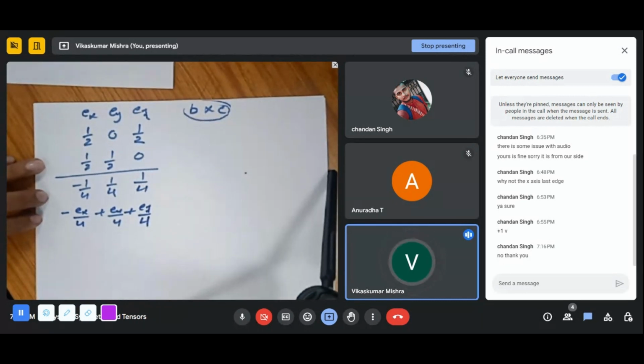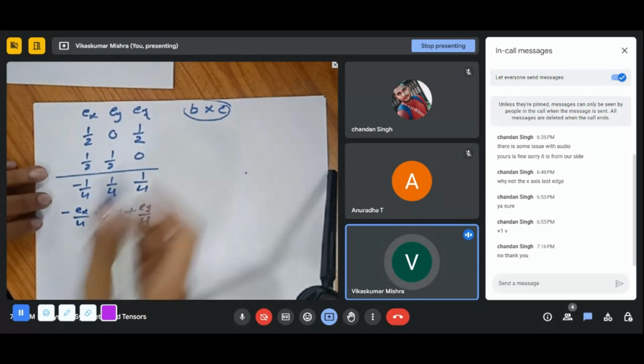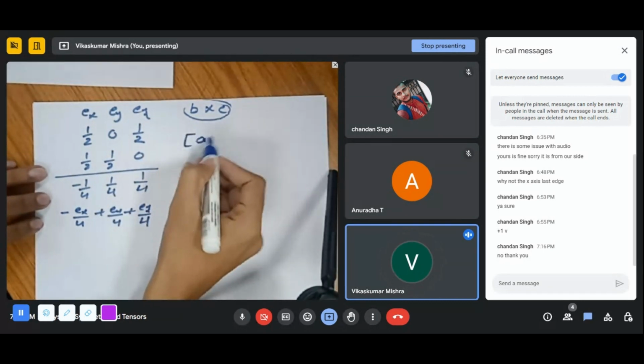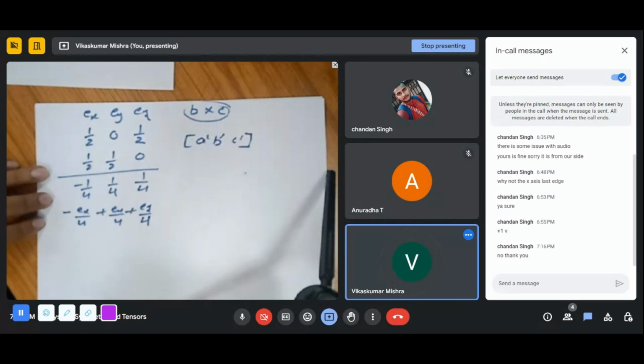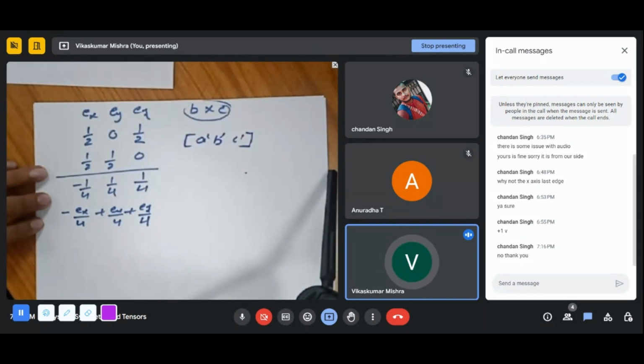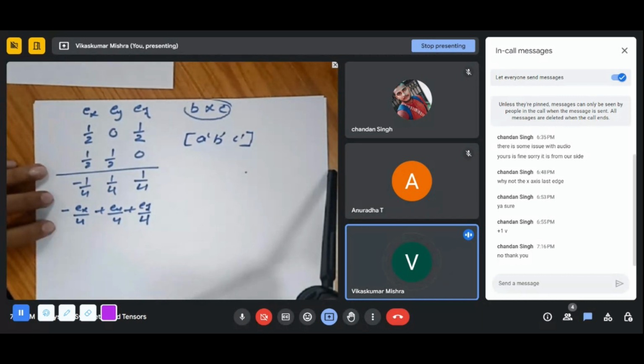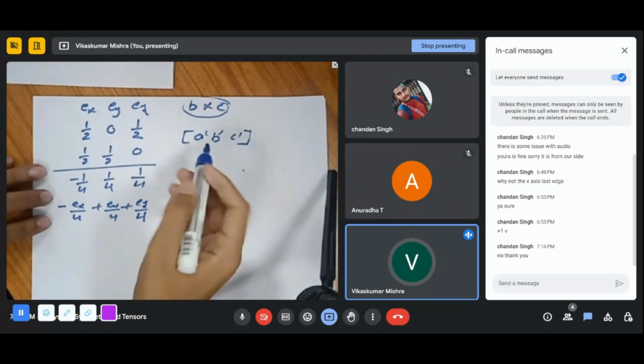Right. Next task is that we need to find the box product A, B, C, prime of them. Prime I am using only for the primitive. If I use A, B, C, usually people consider that to be the conventional unit cell. They use it for the conventional unit cell. So now let's try to find it.